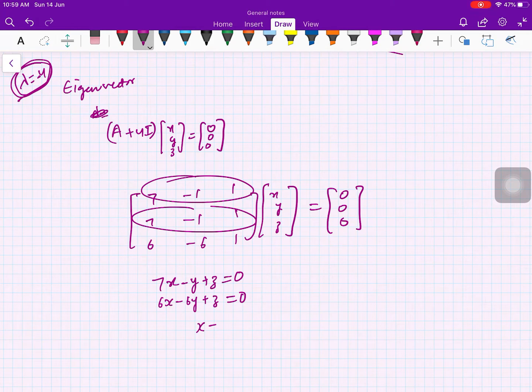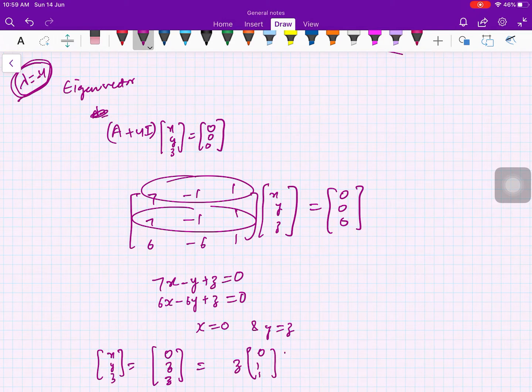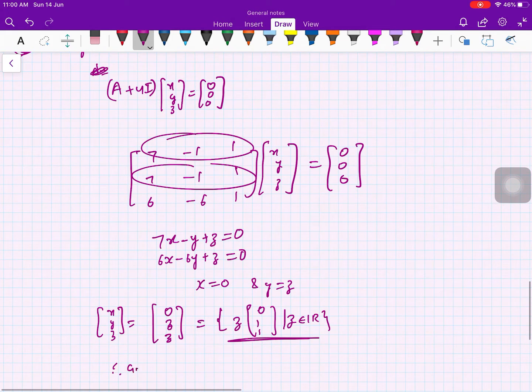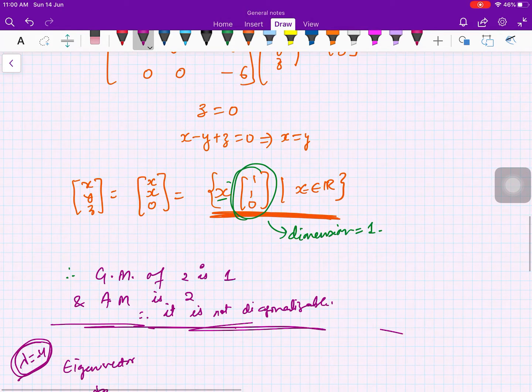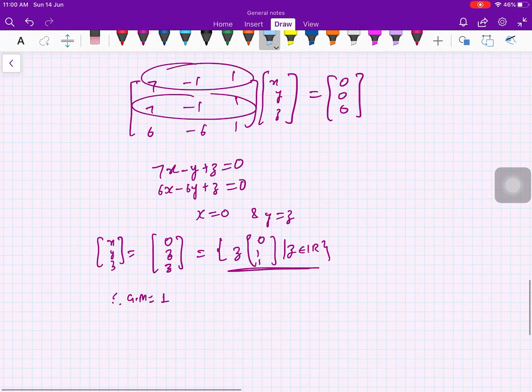So you get from here x is equal to 0 and y is equal to z. So your eigenvector looks like (x, y, z) is equal to (0, z, z). So this is z into (0, 1, 1), z belongs to R. So this is your space with dimension 1. Therefore, geometric multiplicity is 1 for minus 4.